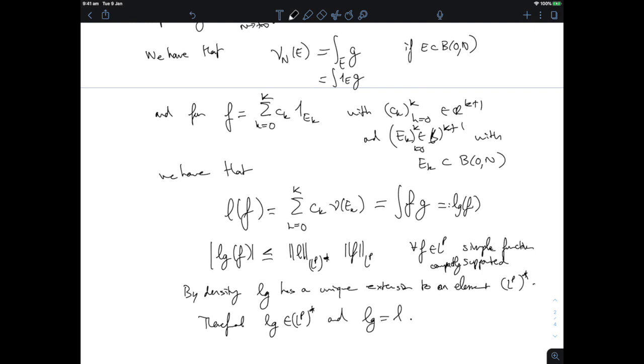And if Lg belongs to LP star, then by step 1, its norm in LP star has to be equal to the LP prime norm of G. And in particular, G has to be in LP prime. And that concludes the proof.